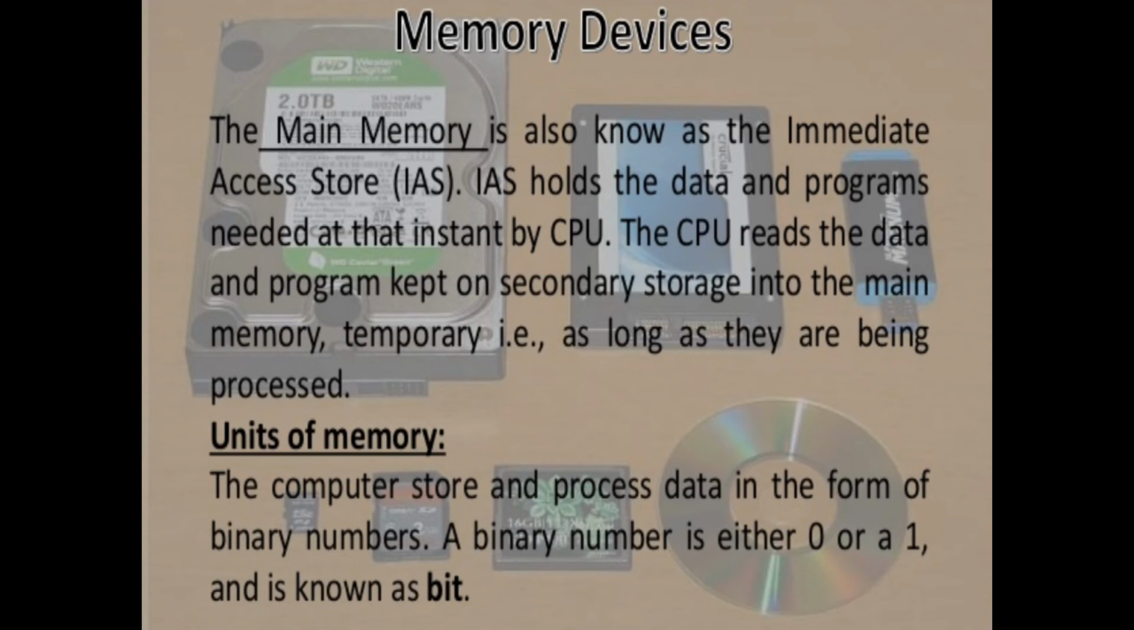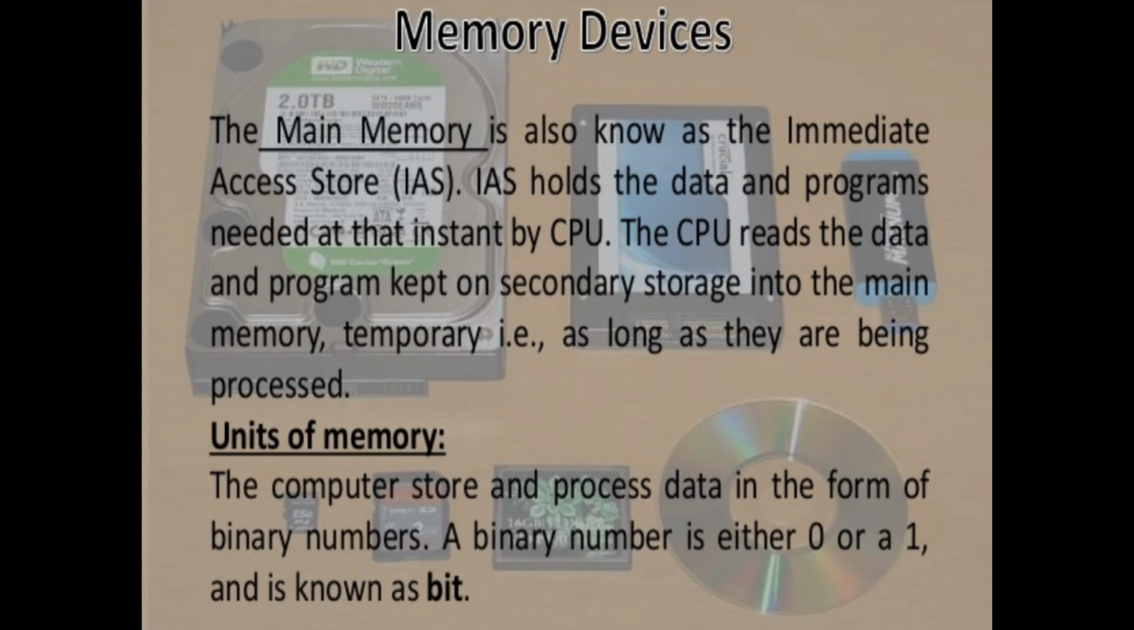Let's understand what memory devices are. The main memory is also known as immediate access store. IAS holds the data and programs needed at that instant by the CPU. The CPU reads the data and programs kept on secondary storage into the main memory temporarily, that is, as long as they are being processed.